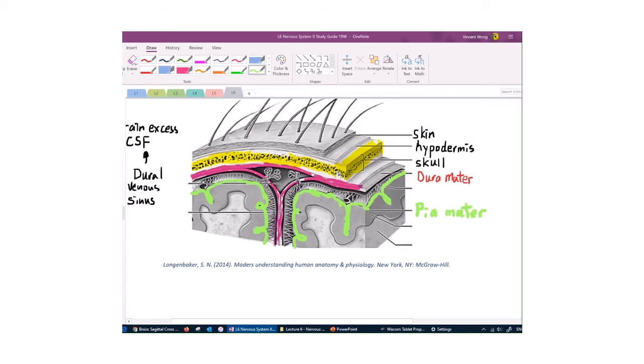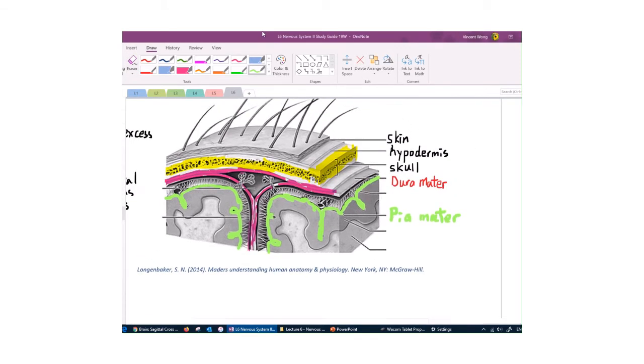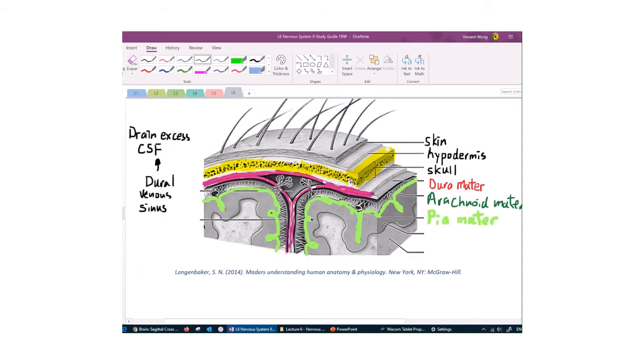Okay. Between the dura mater and the pia mater is going to be the arachnoid layer. Okay, so the arachnoid layer are these spiderweb looking stuff, right? Arachnoid mater. Okay, and it's also going to be filled with CSF.